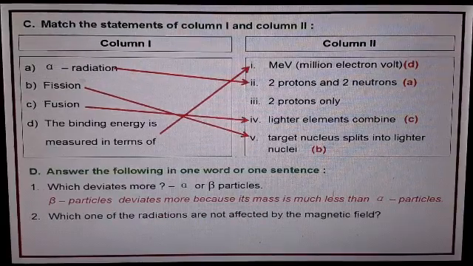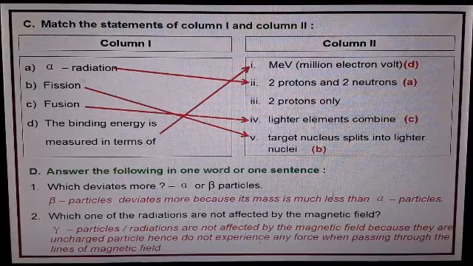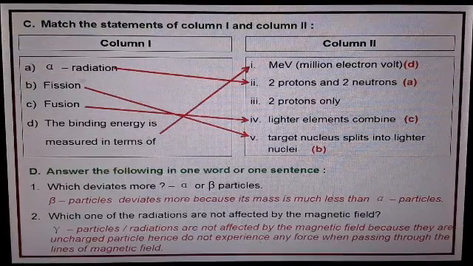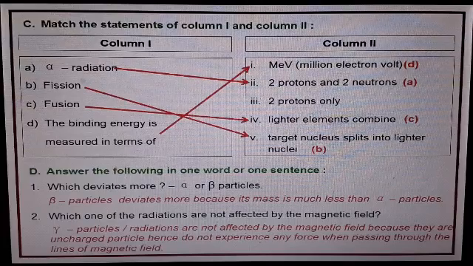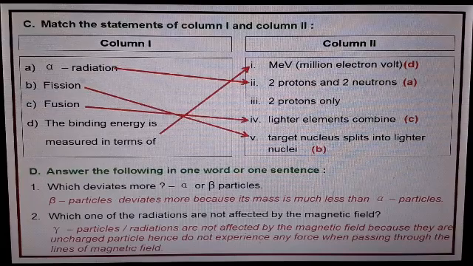Second one, which one of the radiations is not affected by a magnetic field? It is gamma radiation, because they are uncharged particles. Hence, they do not experience any force when passing through the lines of magnetic field.